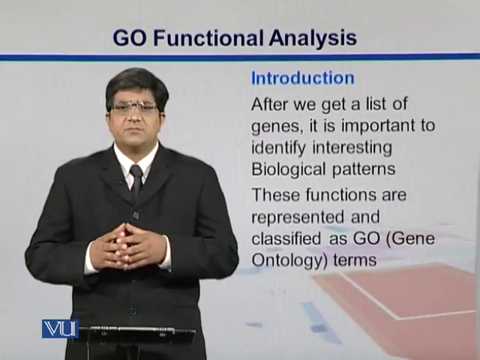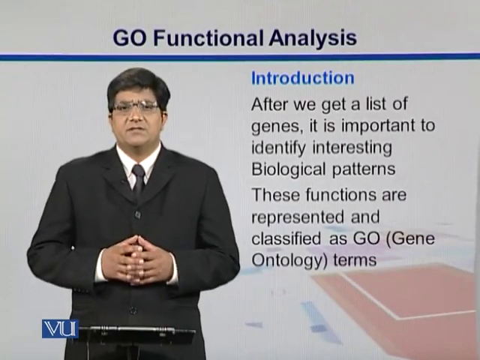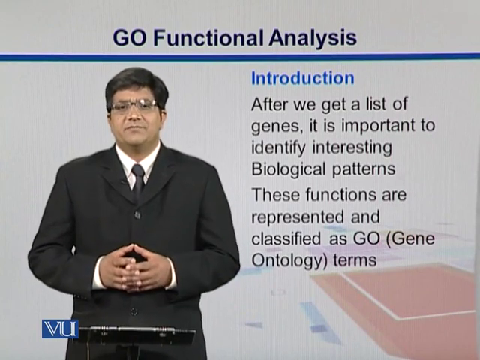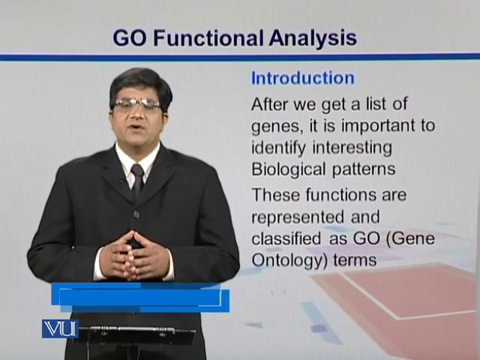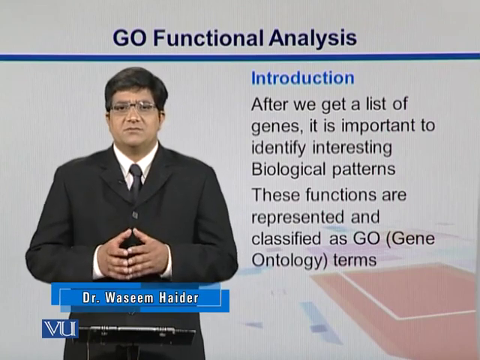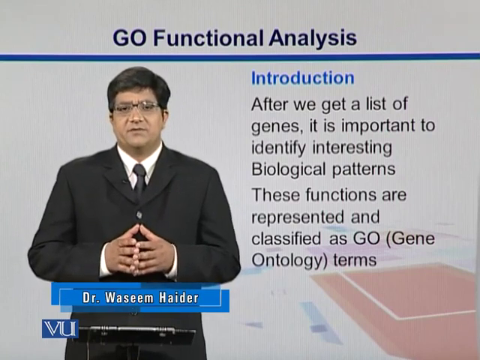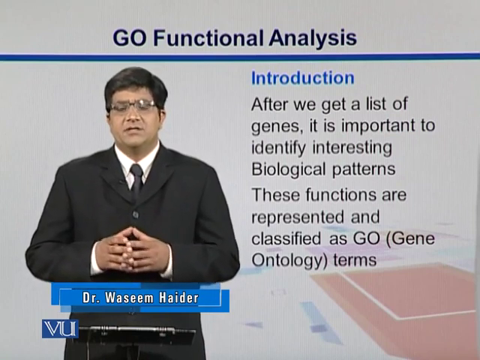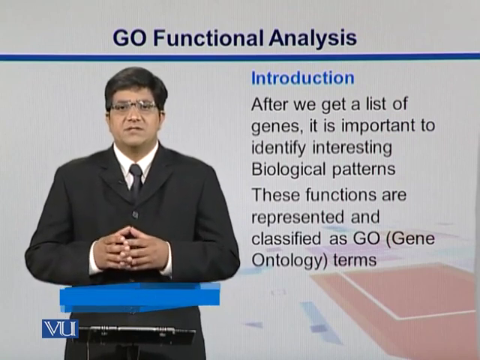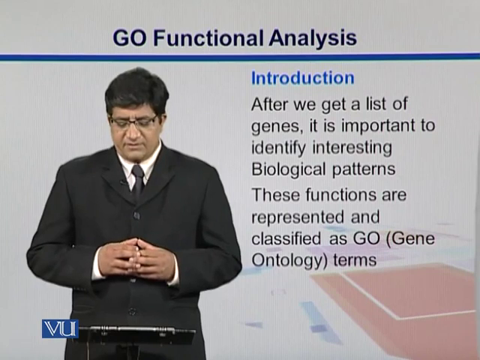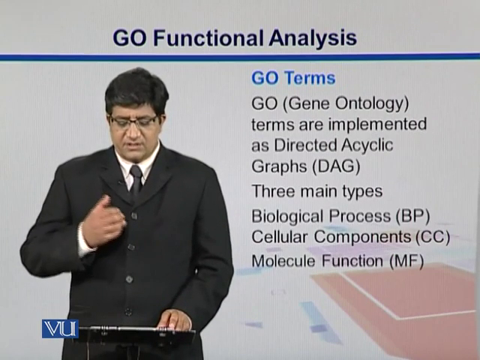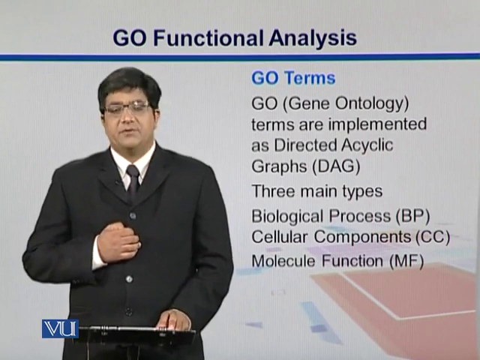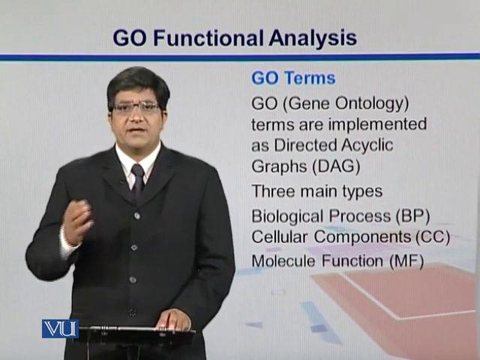So in differential gene expression studies, we come up with hundreds of genes which are differentially expressed. Since we have a large number of genes, it's hard to find what biology is going on. So they have provided us with what we call gene ontology annotations or GO terms. There are three different classes of these GO terms. These GO terms, or gene ontology terms, are implemented as directed acyclic graphs.